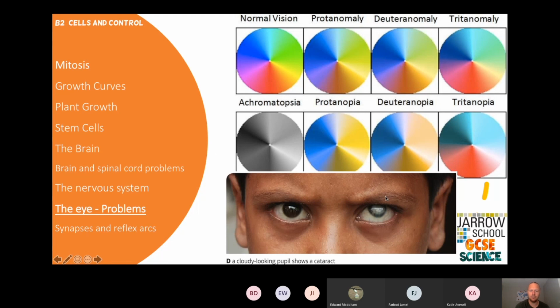Right, and then the last one is cataract. This is when a cloudy protein builds up in the lens and then the jelly part of your eye, and it can cause blindness. It's pretty easy to treat in the Western world and the developed world, but it's a real problem in the developing world. So cataracts.